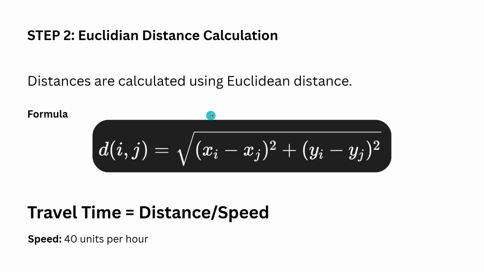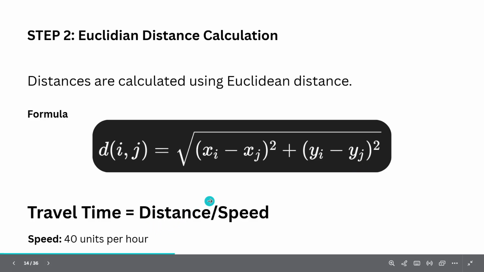The Euclidean distance is calculated using this formula: the root of (xi minus xj) the whole square plus (yi minus yj) the whole square. And as we know, time is distance divided by speed, and I need to maintain a constant speed of 40 units per hour.